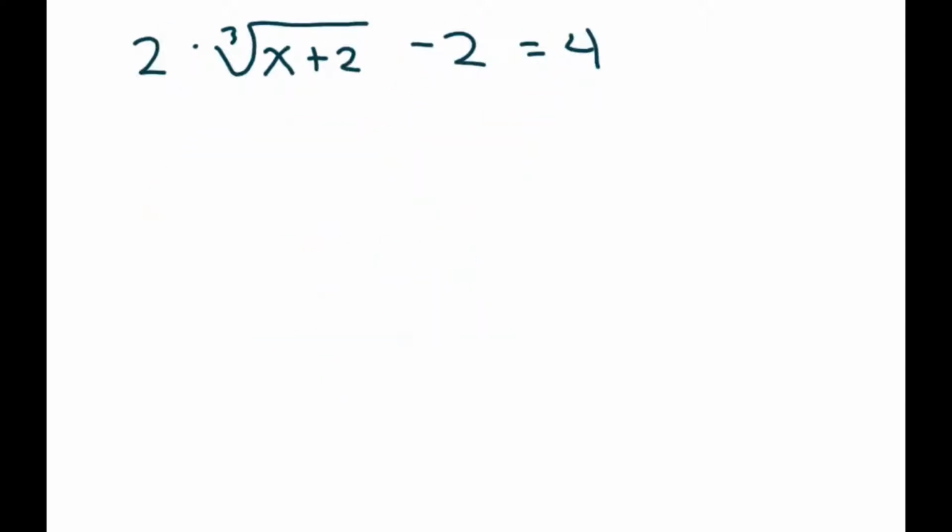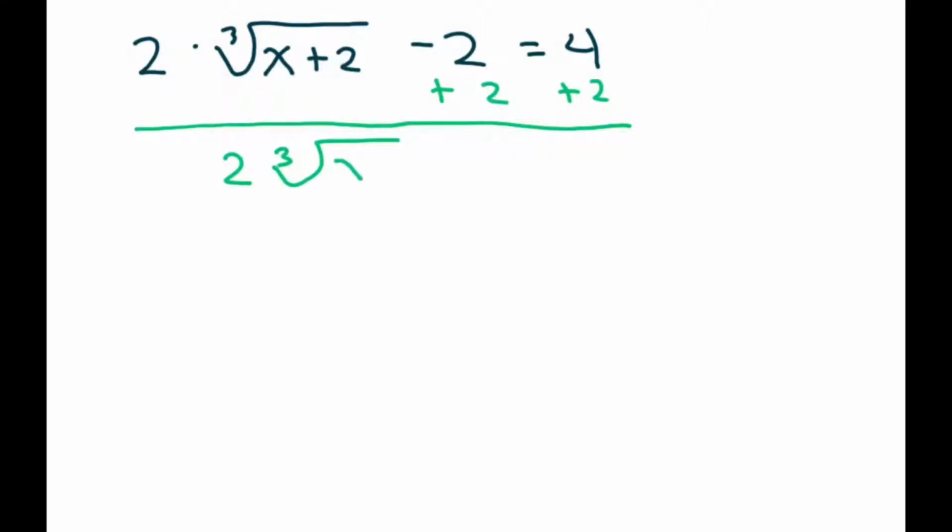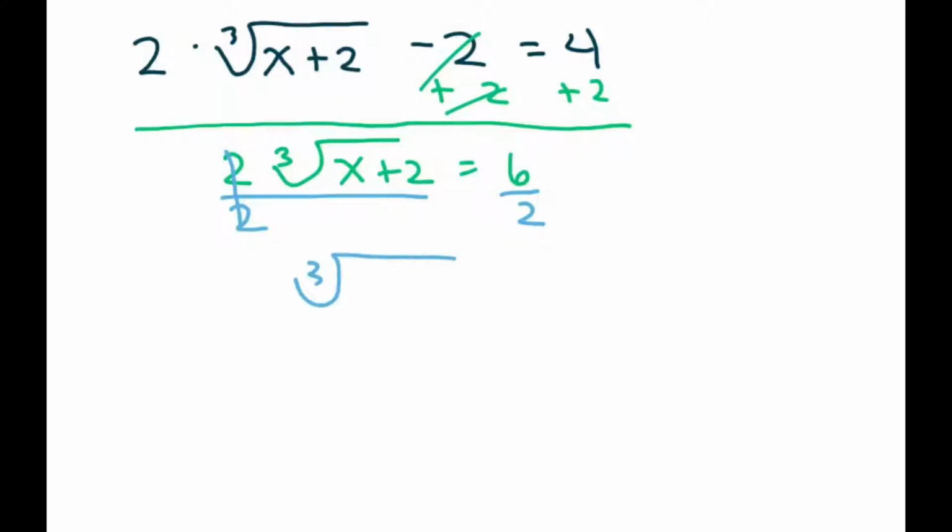Now the next one is more multi-step. So I'm going to first add 2 to both sides. So we have 2 times the cube root of x plus 2 equals 6. Then I'm going to divide both sides by 2 here. So I get the cube root of x plus 2 equals 3.